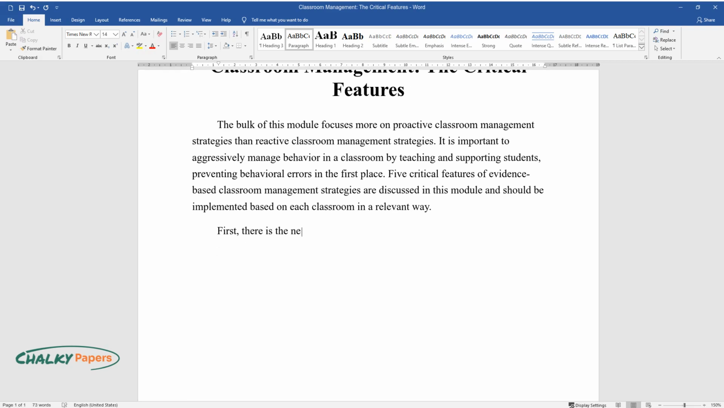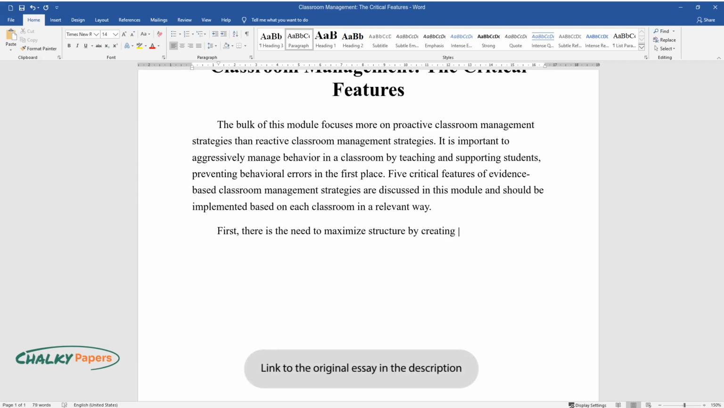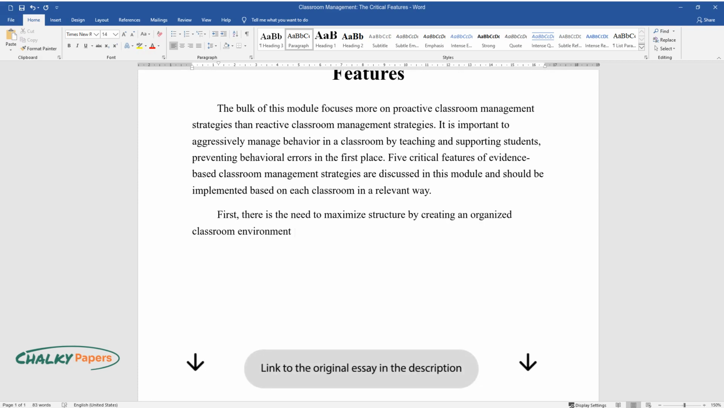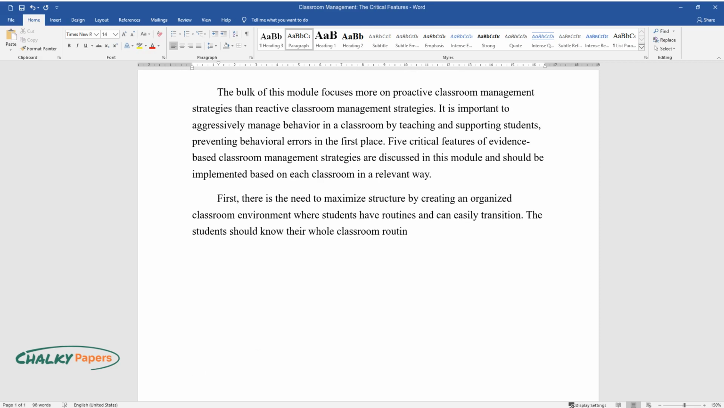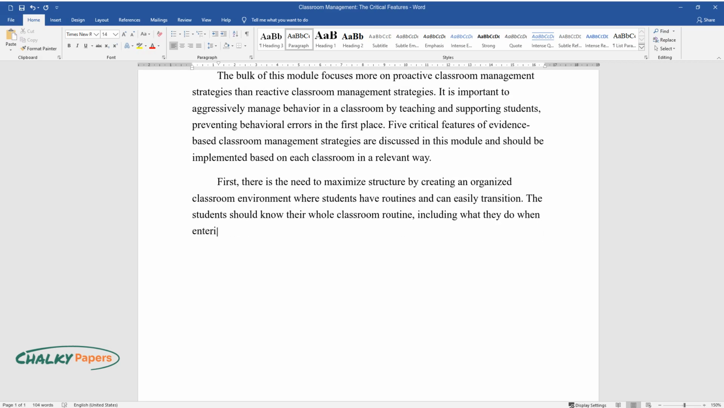First, there is the need to maximize structure by creating an organized classroom environment where students have routines and can easily transition. The students should know their whole classroom routine, including what they do when entering the classroom, where their belongings are kept, and how they exit the classroom properly.